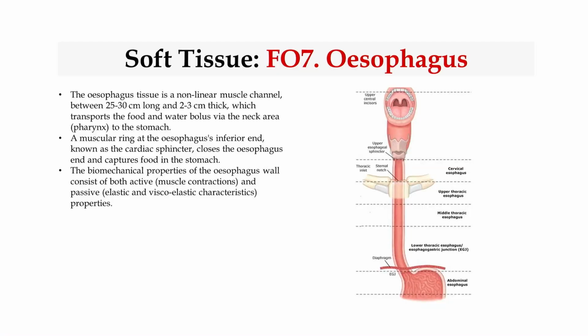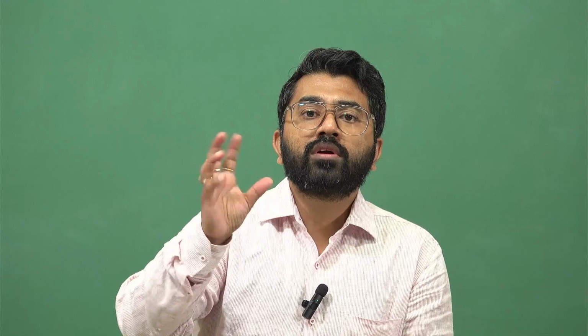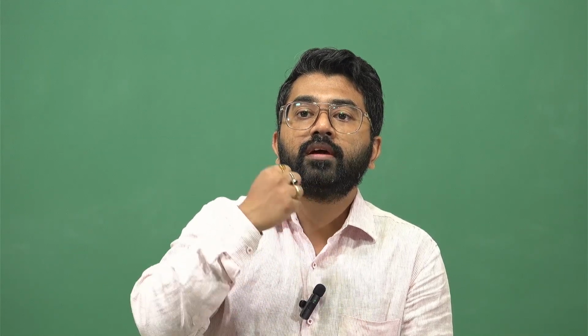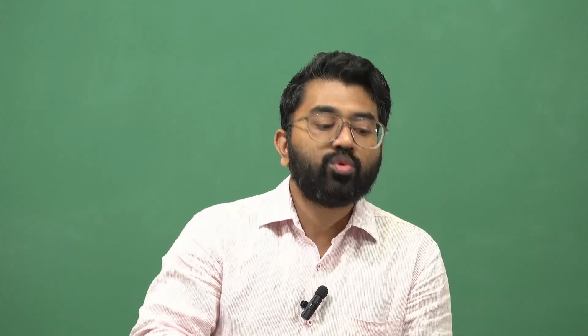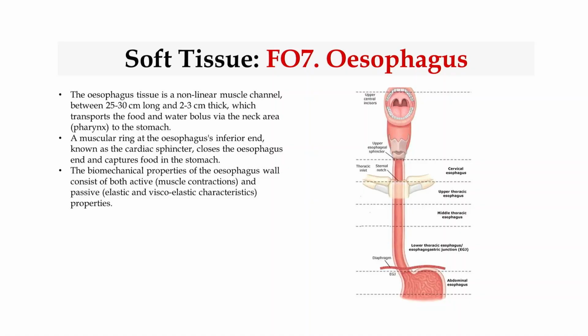Typically, a muscular ring at the esophagus inferior end, known as the cardiac sphincter, closes the esophagus end and captures food in the stomach. A sphincter is typically what allows you to voluntarily swallow or voluntarily allow a certain passage to open up, right? So that's the sphincter being talked about. This is known as the cardiac sphincter, which closes the esophagus end and captures the food in the stomach. So this is on the other end.